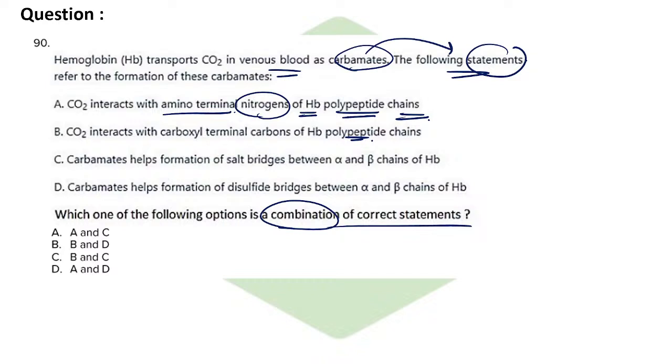Information is given to us related to carbamates. Try using the elimination method, the odd one out option, and whatever technique you want to apply, along with your factual understanding, and mark the answer. Everyone mark the answer for the question.